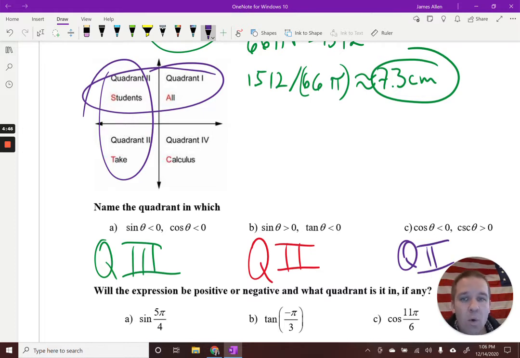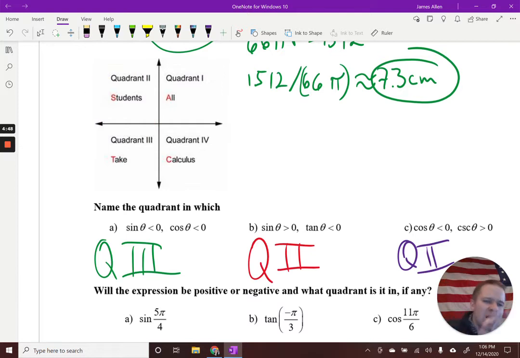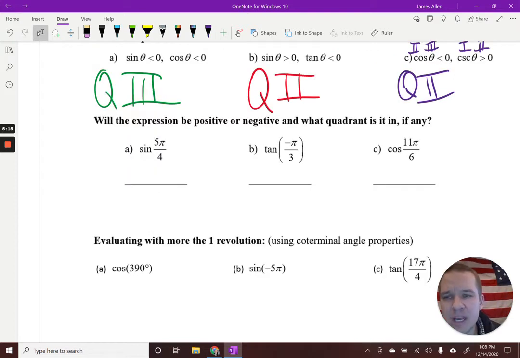I like it. Wonderful. Fantastic. Kind of like that little visual approach there of saying where they are. You could also have written out, for example, in this last one, where cosine is negative would be in quadrant 2 and quadrant 3. And then where cosecant is positive would have been 1 and 2. And then you would see the ones that repeat, the 2 and 2 for each one, that's what they have in common. Boom. That's where it is. So we have the same type of question here, but a little bit different question.